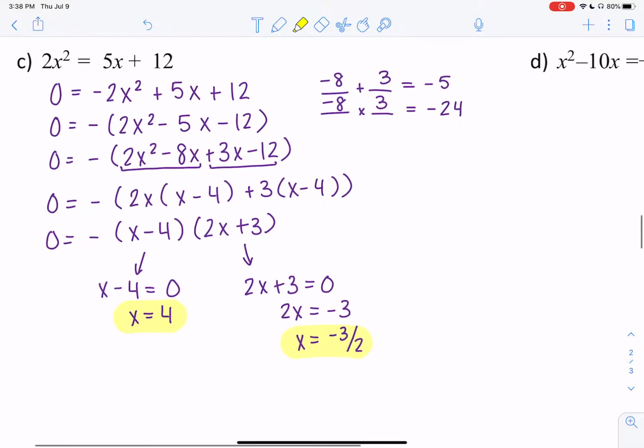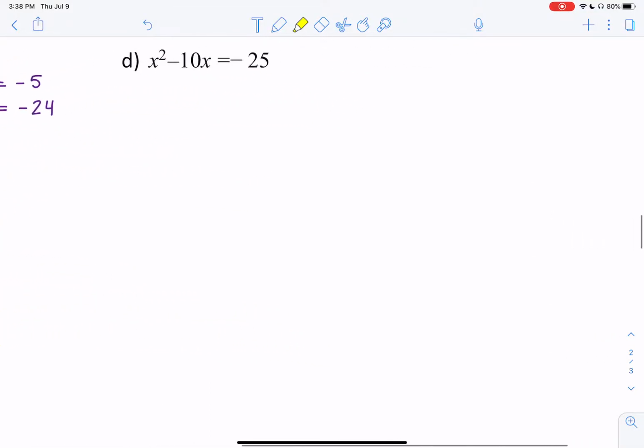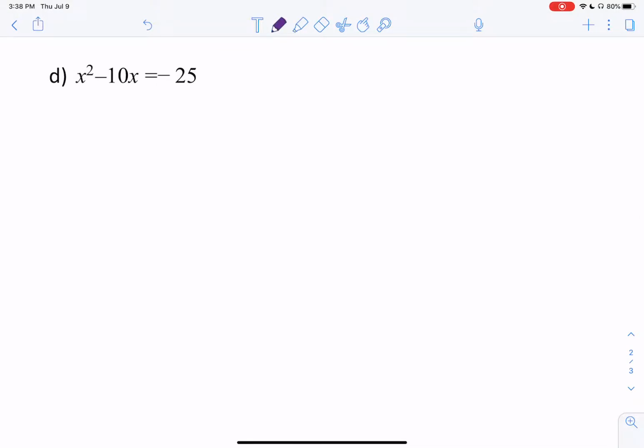All right, next one over here. Same idea, we need to make sure that this is equal to 0 first. So we have x squared minus 10x plus 25 is equal to 0. And now we need to factor. So two numbers that add to negative 10 and multiply to 25. So we'll have negative 5 and negative 5.